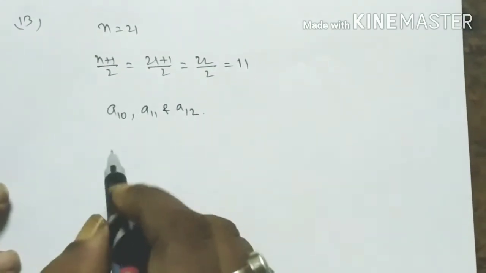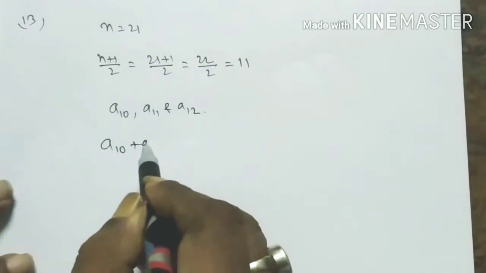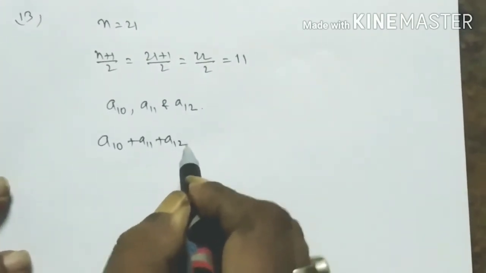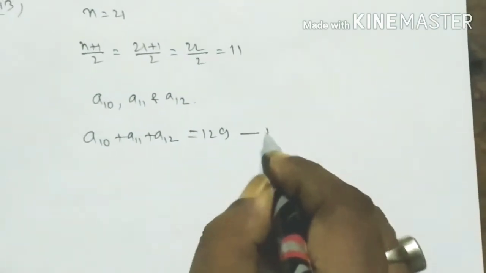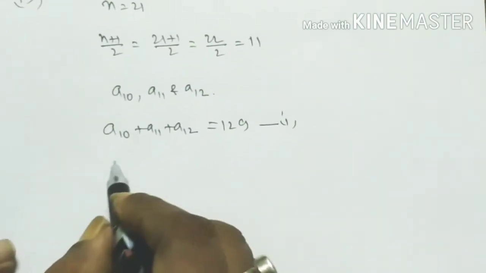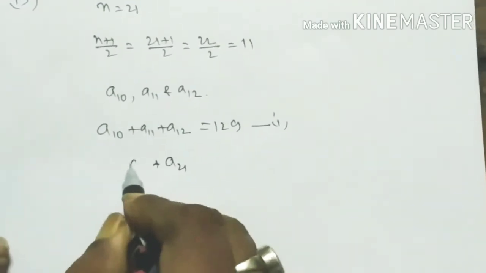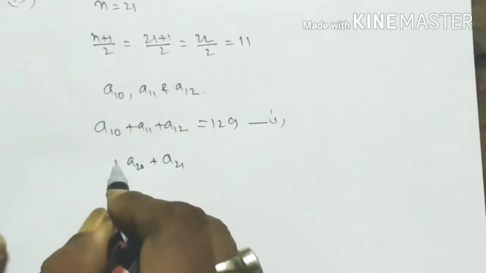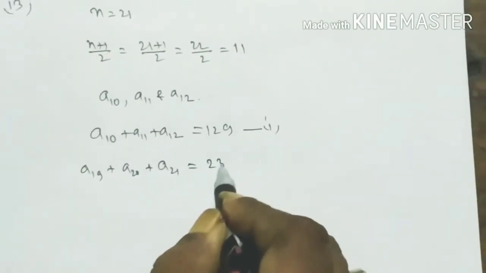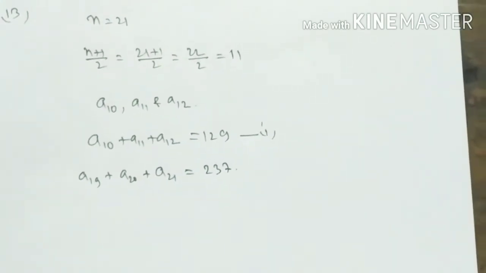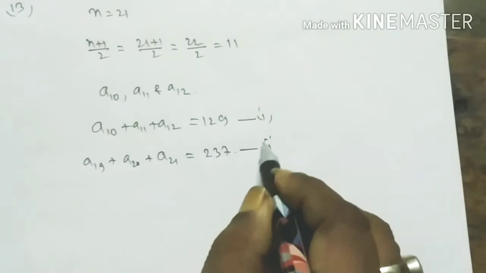Here it is given that the sum of these 3 middle terms, A10 plus A11 plus A12, is 129. And this is equation 1. And the last 3 terms, A21 plus A20 plus A19, is equal to 237. We have to find the AP. This is equation number 2.